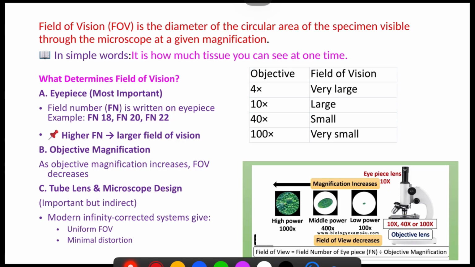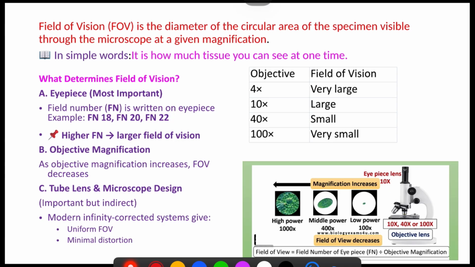Objective magnification: if it increases, the field of vision decreases. So here you can see in low power view, magnification is low. In high power view, magnification is high. But the field of vision is lower in high power and higher in low power.